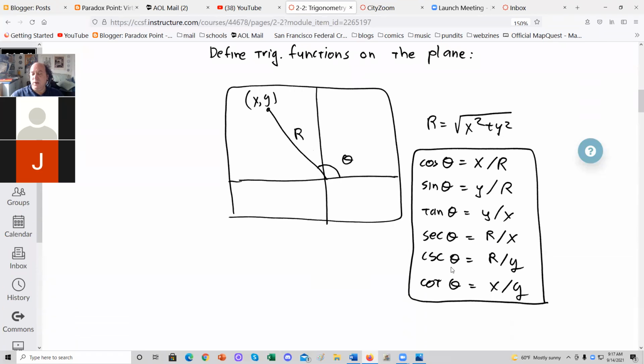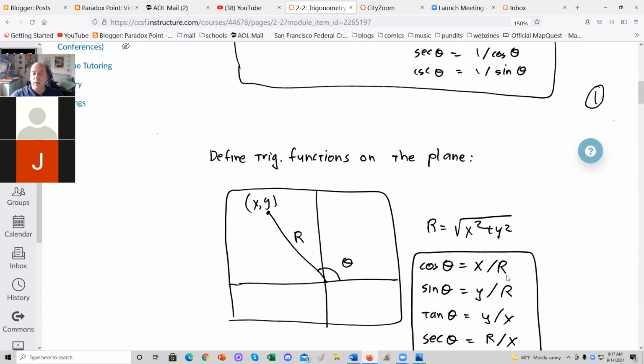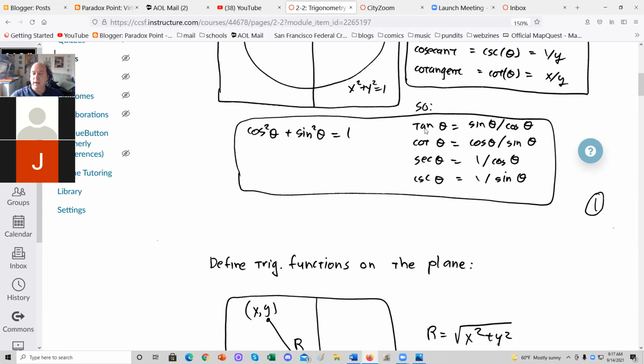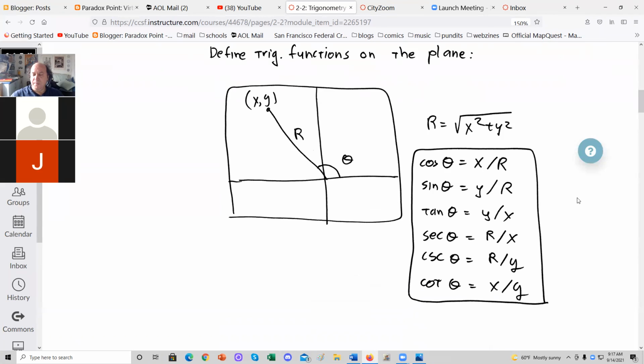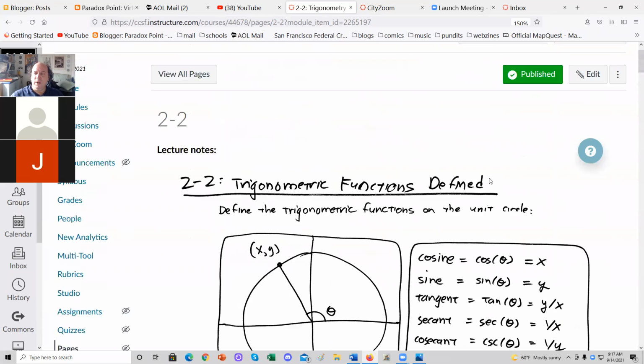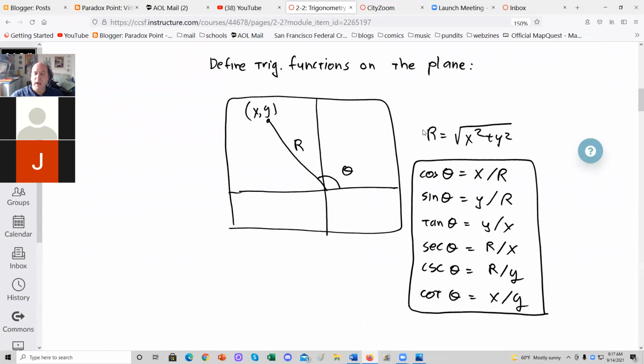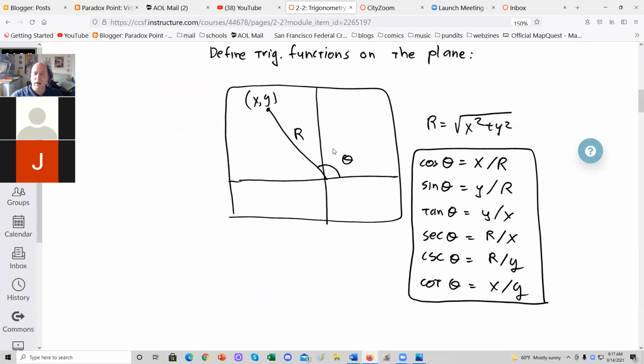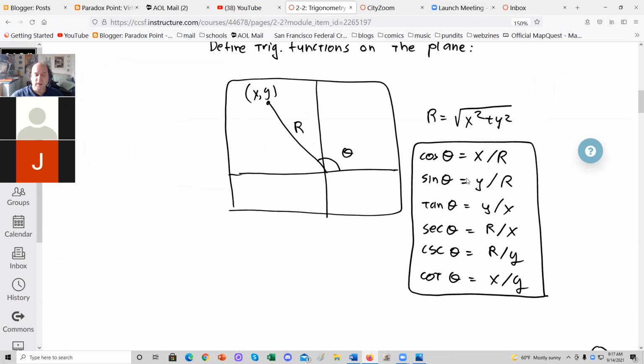Then the tangent through cosecant are the same ratios as before: y over x, x over y, r over x, r over y. So these ratios still apply. Tangent is sine over cosine, cotangent is cosine over sine, secant is 1 over cosine, and cosecant is 1 over sine. And if this were on a unit circle, the definition of cosine and sine would, of course, be the same as these. And if you draw a unit circle around here, then the point on the unit circle would be (x over r, y over r), as befits.